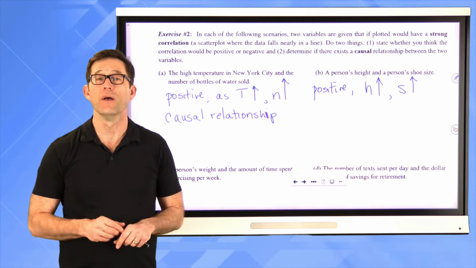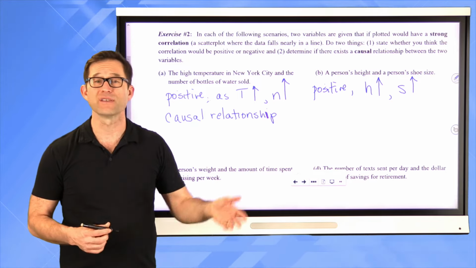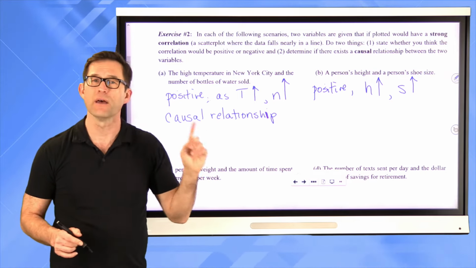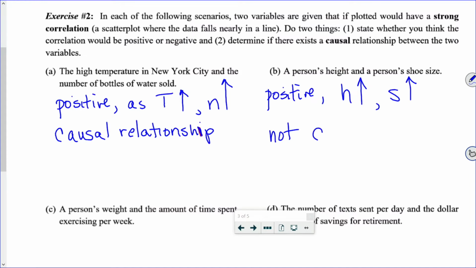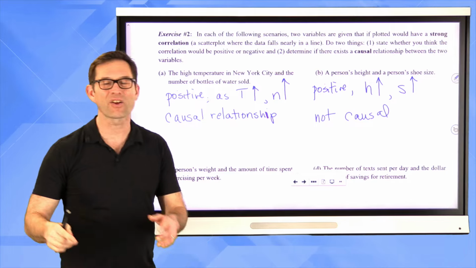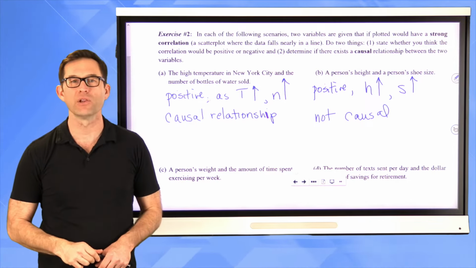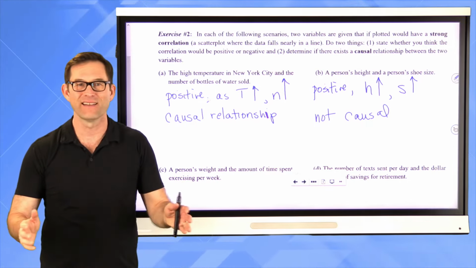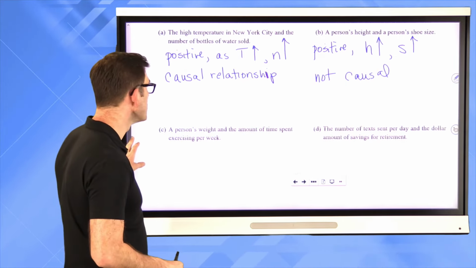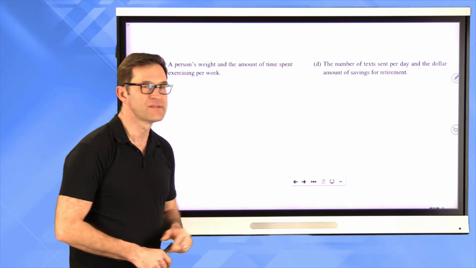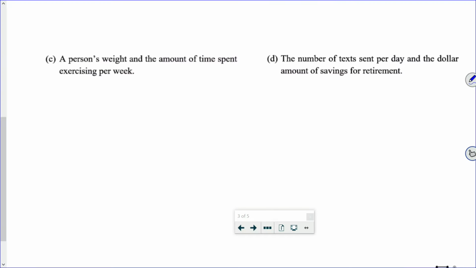Okay, so again, positive correlation. As height goes up, so does shoe size. But this no longer is a causal relationship. It's not causal. A person's height is not causing their feet to be larger. That's not the way it works. So it's not causal, even though there's a correlation. Let's take a look at letter C. A person's weight and the amount of time they spend exercising per week.